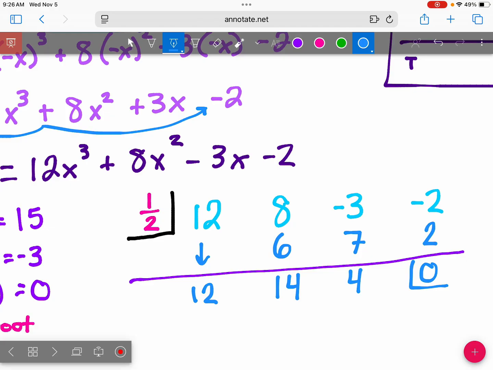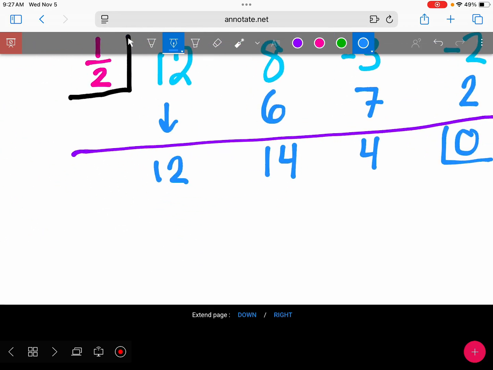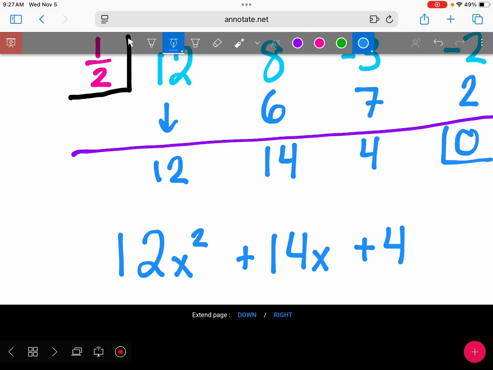So this is giving us a quadratic. We started with a cubic, it was an x to the third. This is going to be our constant, this is an x, this is our x squared. So we're going to have a 12x squared plus 14x plus 4. And if I still want to find more roots, because we want to find all of our roots, I can find them from that. We can factor that.